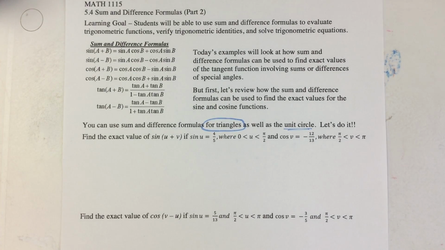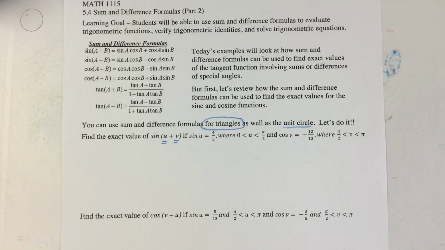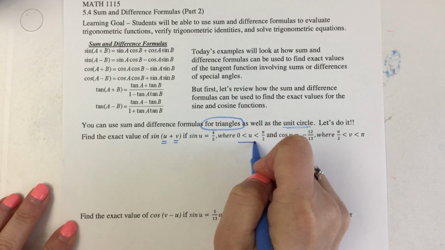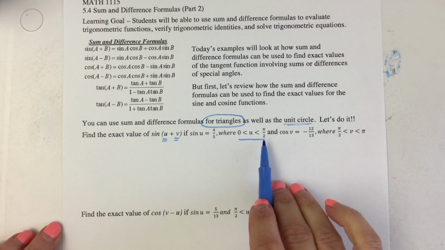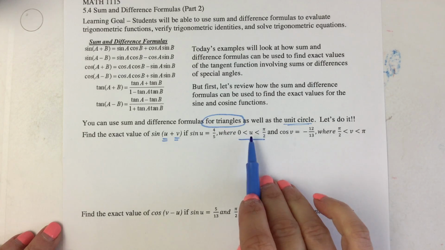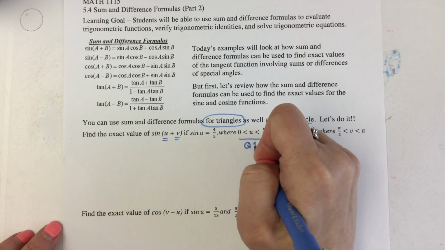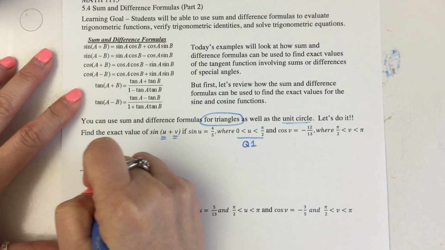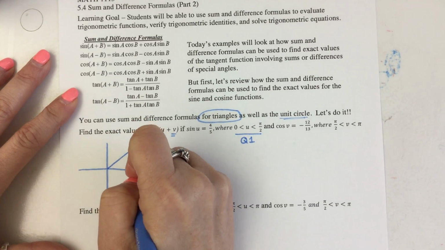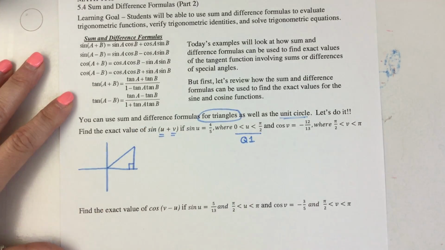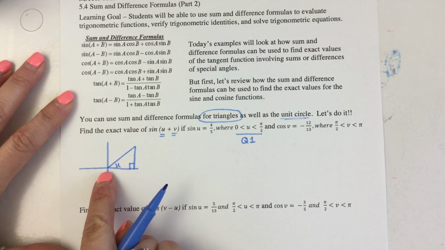So if I want to find the exact value for the sine of angle U plus angle V, they are going to give us a domain so that way we can figure out where the triangle should be within the coordinate plane. So angle U needs to go between 0 and pi over 2. That means that angle U falls in quadrant 1. So you will draw your coordinate plane. The terminal side would be in quadrant 1. You use the x-axis to make your right triangle.